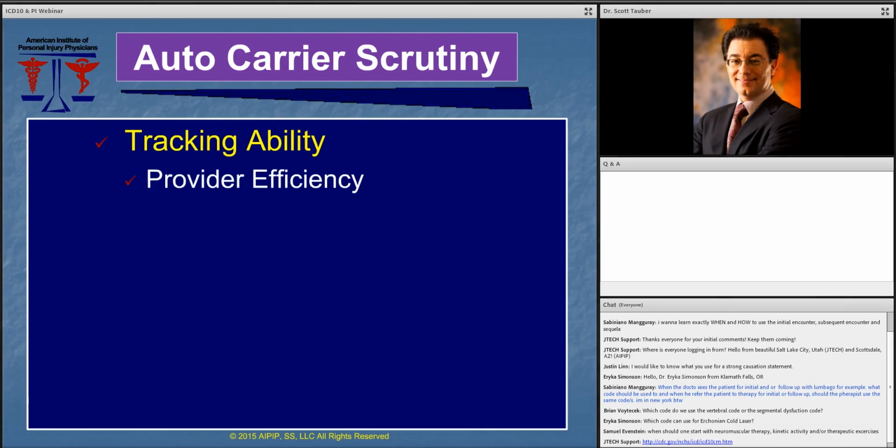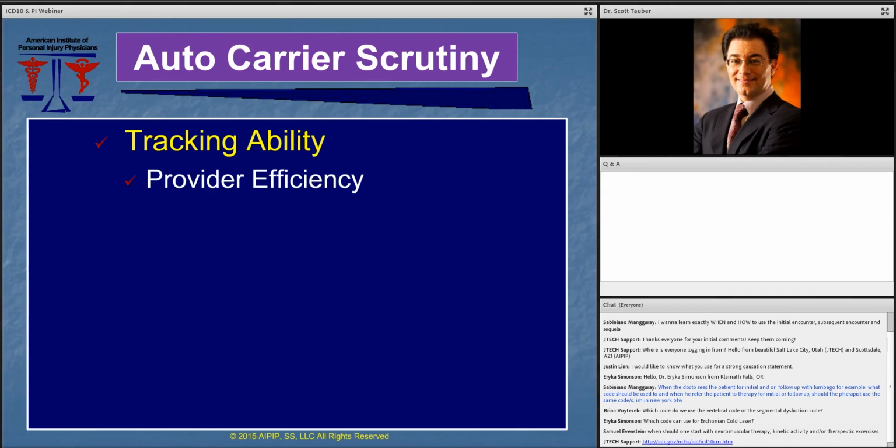And so they're going to say, okay, you fall outside the scope or the standard. I mean, we'll probably see this as the dust settles on ICD-10 in a few years. We'll start to see some of these reports coming out, and you might actually see some of them from the auto carriers.